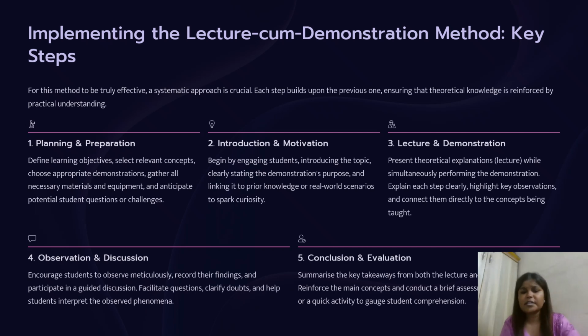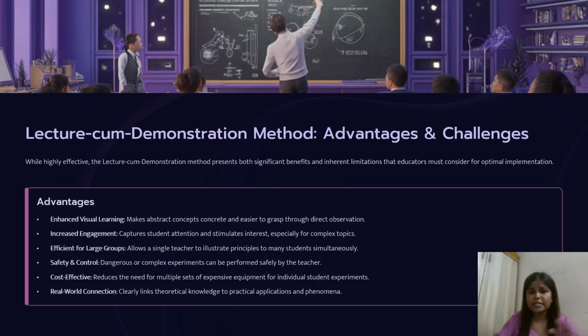Then comes the observation and discussion, wherein students record the observations, ask questions, and discuss their results. And last, which is conclusion and evaluation, they summarize their findings and assess their understanding through short questions or reflection. So this step-by-step structure ensures both clarity and engagement. What are the different challenges and shortcomings that come into the lecture-cum-demonstration method?